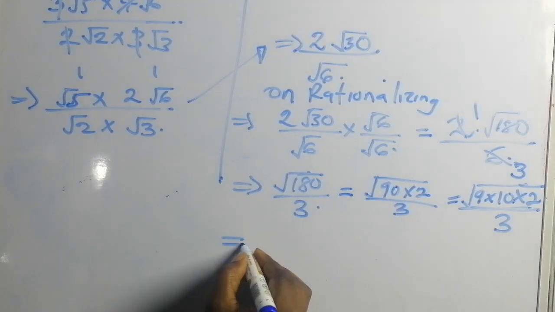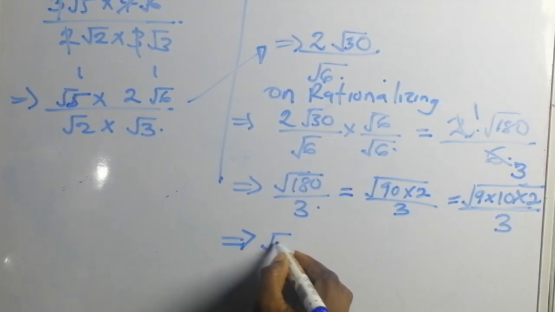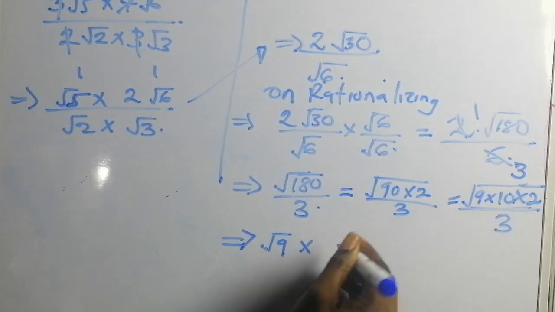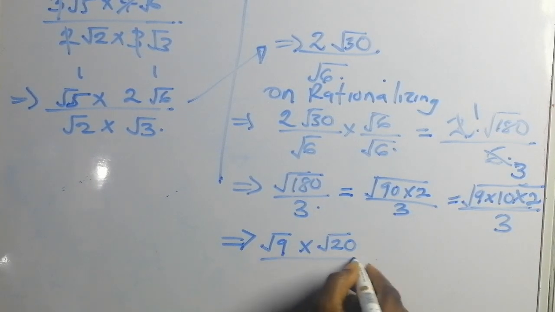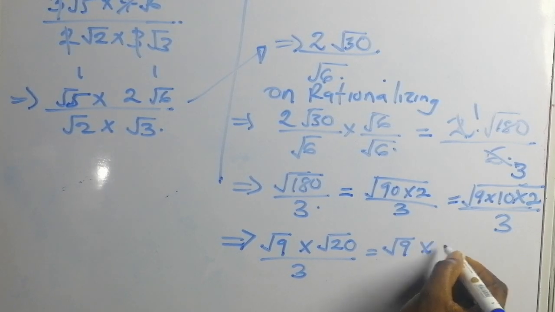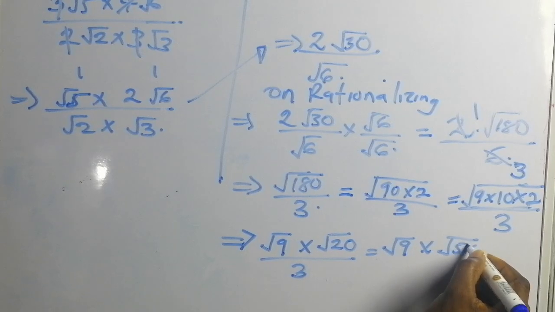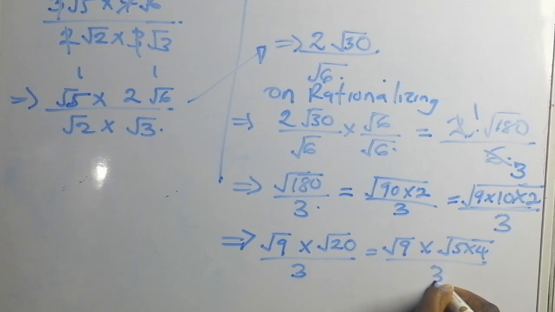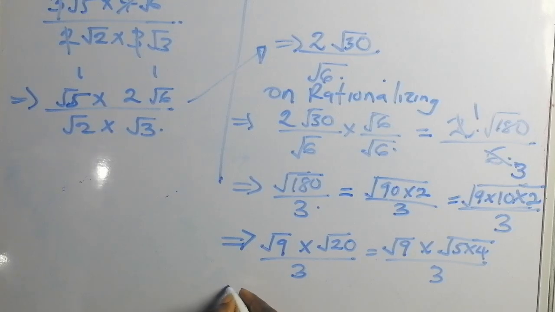So if you look at this now, that implies you can have root 9 times 10 times 2, which is root 20, all over 3. I can still go ahead and say I have root 9 times 5 times 4. Why am I doing that? Because I know I have a perfect square for root 4, but I don't have a perfect square for root 5. So that implies I can now write root 9 times root 4 times root 5, all over 3. You see now? It's very simple.